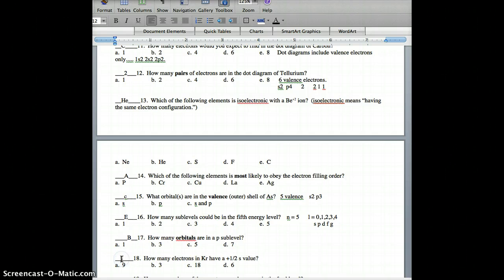Number 18, how many electrons have a positive 1/2 value? Krypton has 36 total electrons. Its configuration ends in 4s2 4p6 because it is a noble gas. That means that every available orbital is full of electrons. When you have 2 electrons in the same orbital, one spins clockwise, positive 1/2, the other spins counterclockwise, negative 1/2 for s values. So since there are 36 electrons and half of them have to be spinning clockwise, the answer would be 18, C.